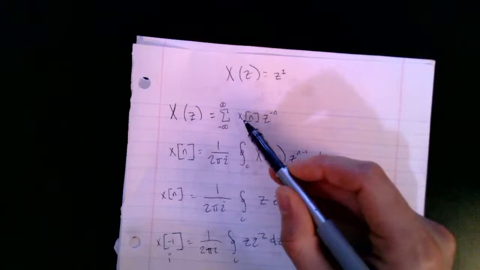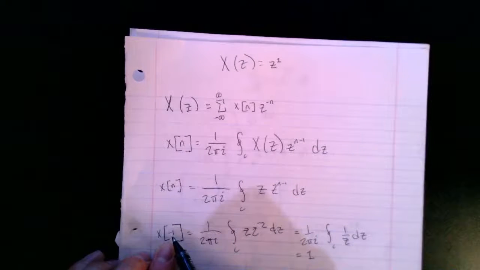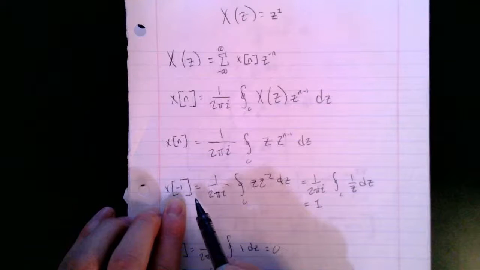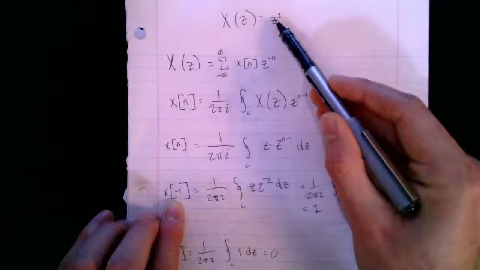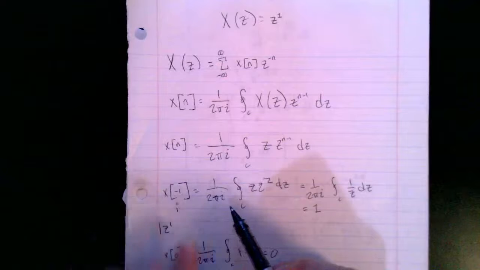So actually, what we're computing are going to be these negative ones. You can see here I wrote x sub negative 1 because I wanted to see what the power series coefficient on z to the first would be. My goal was, I was hoping that this integration gave us 1, and it did.